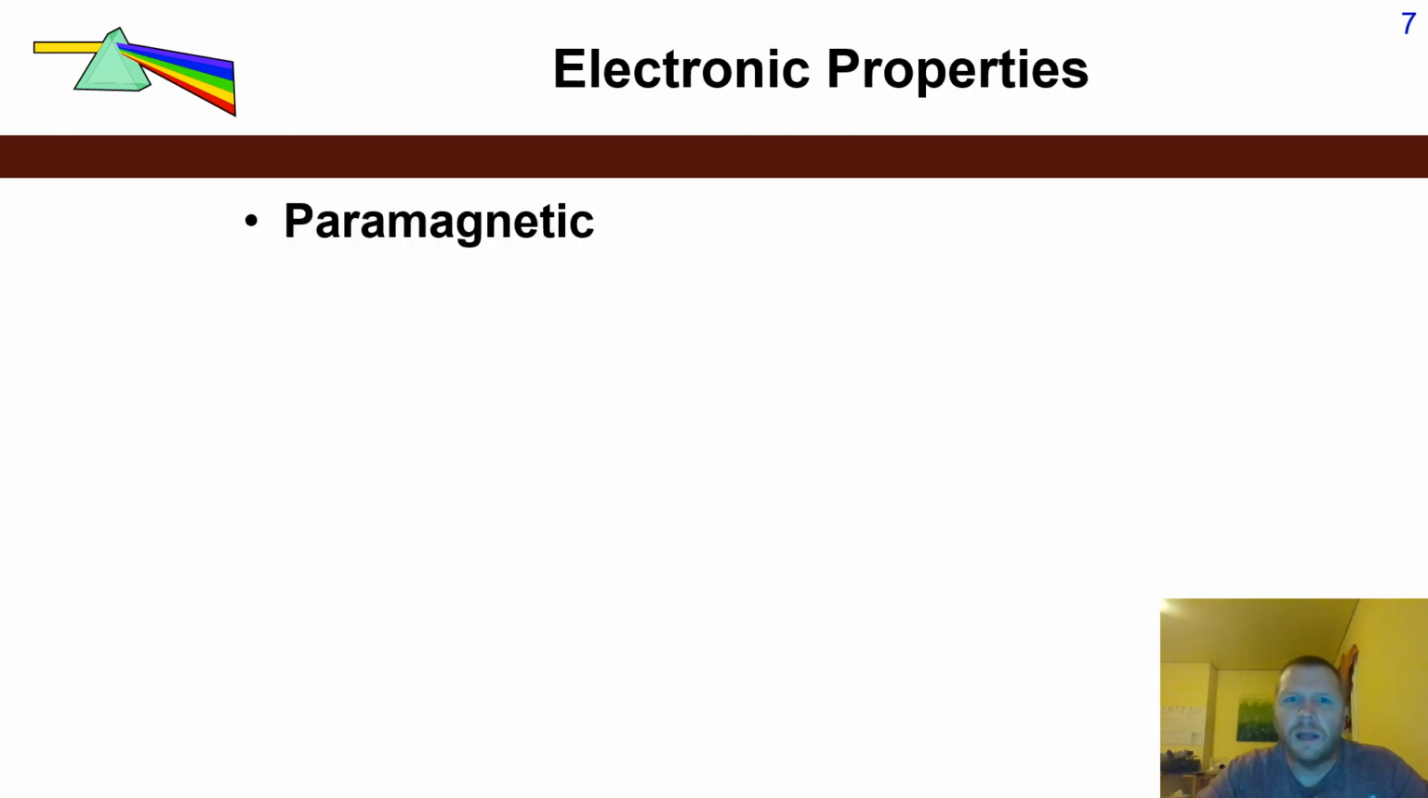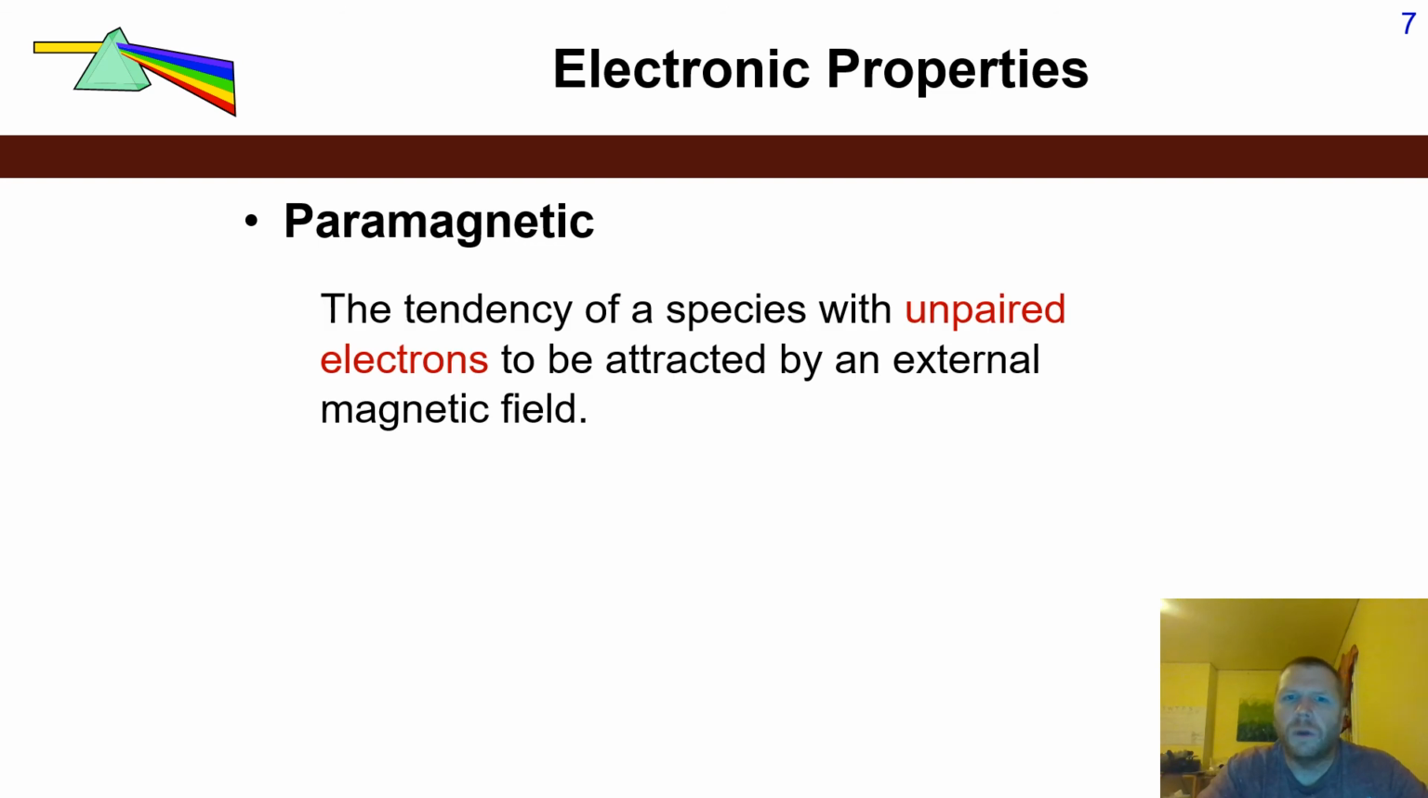The last thing that I wanted to talk about is kind of definitions. So electronic properties, basically paramagnetism. Whether or not something is going to be attracted to a magnetic field is based on whether or not it has unpaired electrons. So if an element or a species has unpaired electrons, and it is attracted to a magnetic field, it is considered to be paramagnetic.